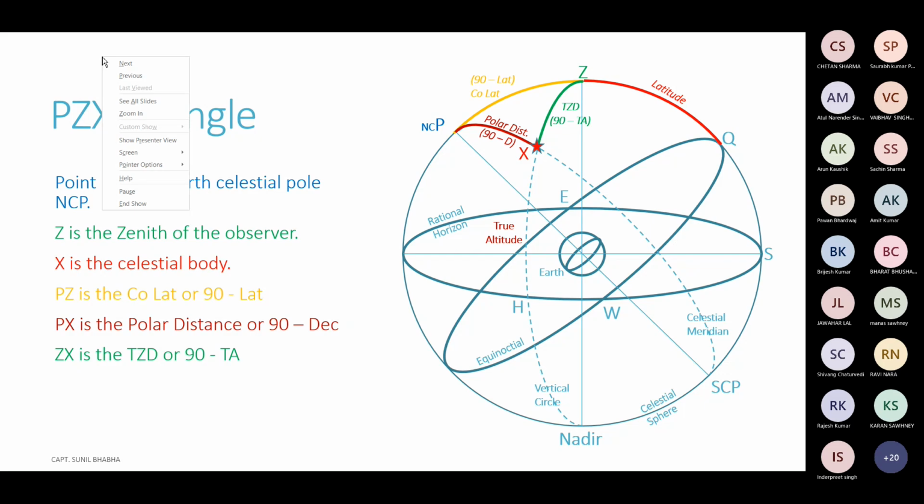Beta, have a good look at the diagram and let me know if you have any doubt in any of the parts. All clear, beta? Yes, sir. Okay, very good. Excellent, beta. You have understood a very critical concept of celestial navigation, the PZX triangle.